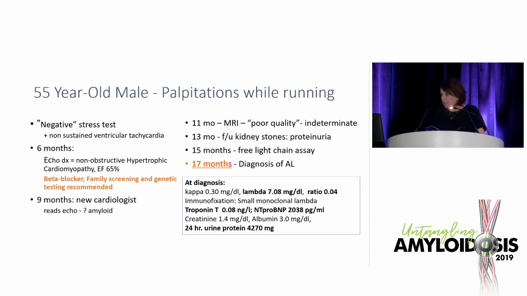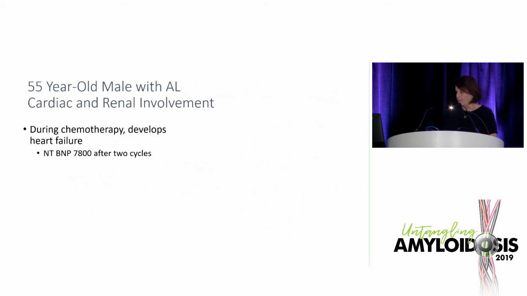And here you see the lambda. We have milligrams per deciliter, but 7.08 milligrams per deciliter, ratio 0.04. His troponin and NT-proBNP were both elevated, and he had significant proteinuria. So that was way too long. I didn't include biomarker staging for AL because I think you all know about it, but obviously this is a patient we would have wanted to pick up back at the time of that first echo or even earlier.